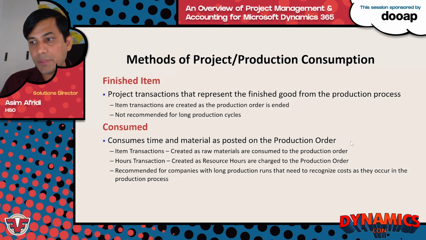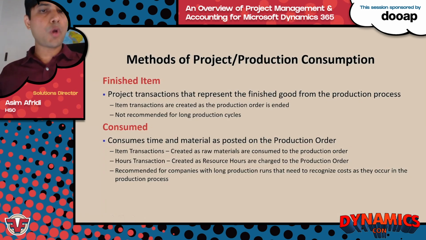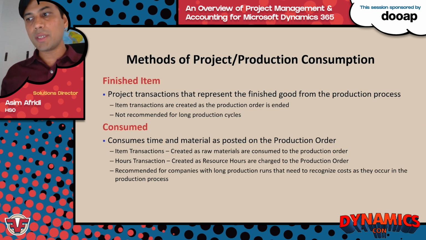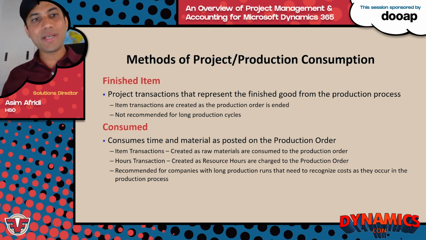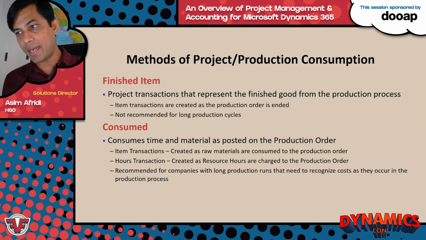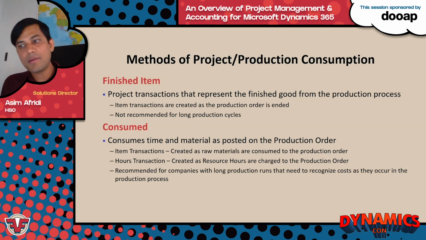So for finished items, this is probably the most commonly used one. And basically what happens here is that when you end the production order, you will see the finished good as consumed to the production order at the full cost of what it took to produce it. The second one, consumed method, is you'll never see the finished good. So you will see the time and material that went into the finished good consumed to the project.